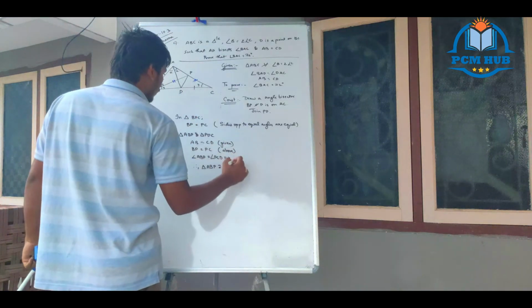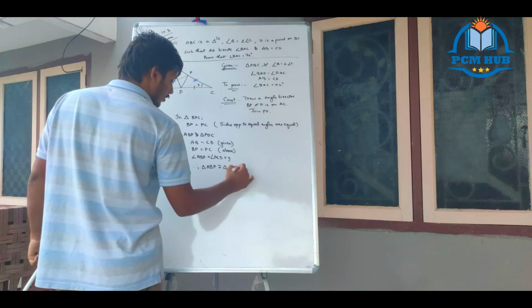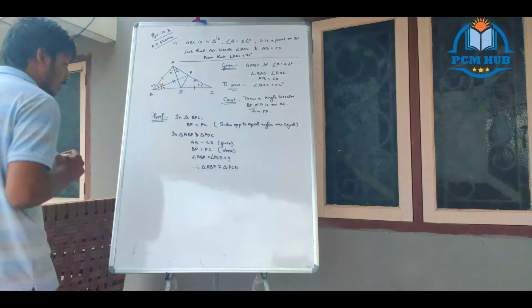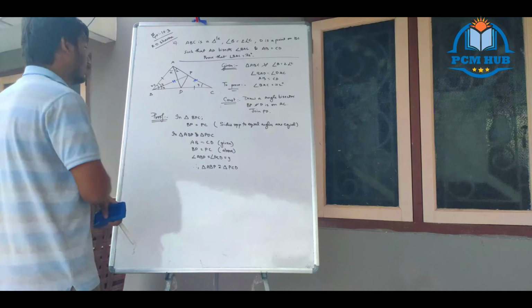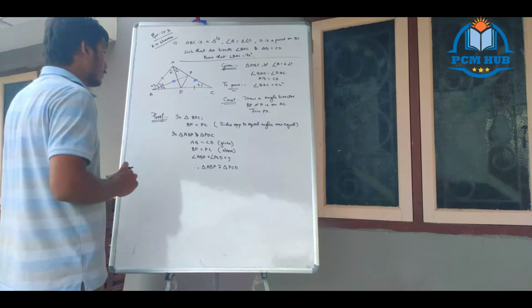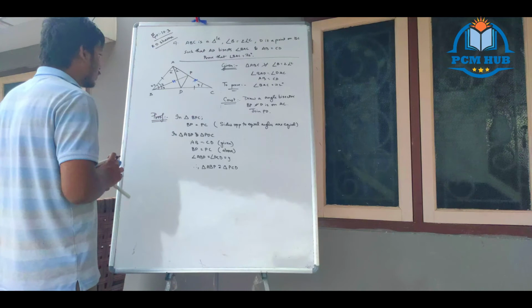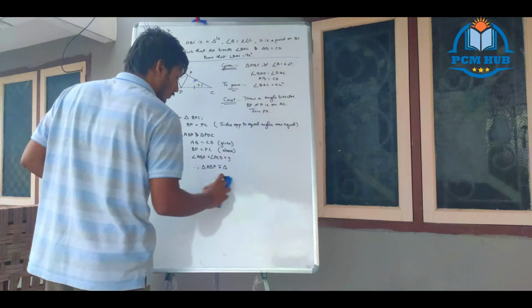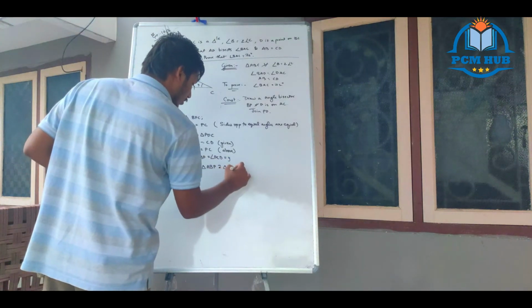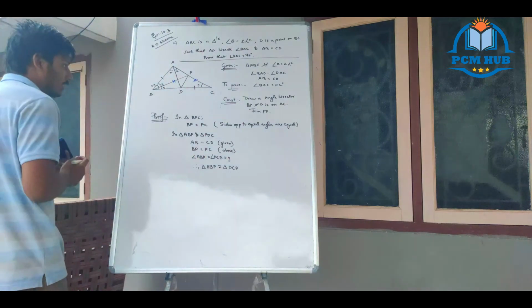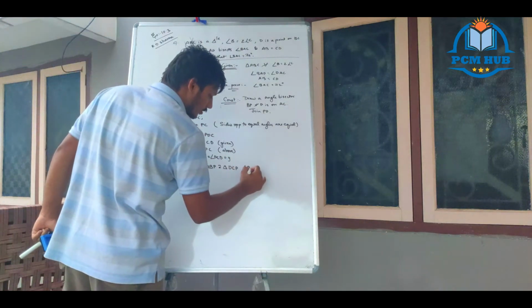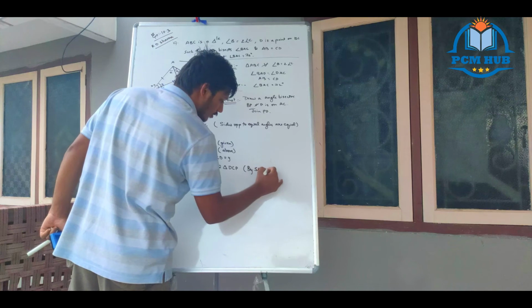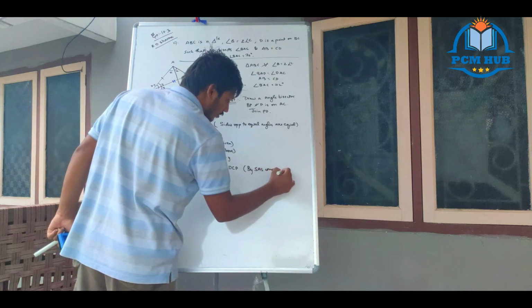P C D. Sorry, DCP. P should correspond to P, right? By which congruence rule? By SAS congruence rule.